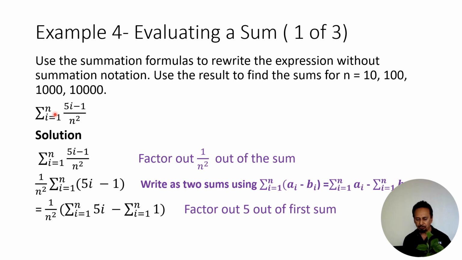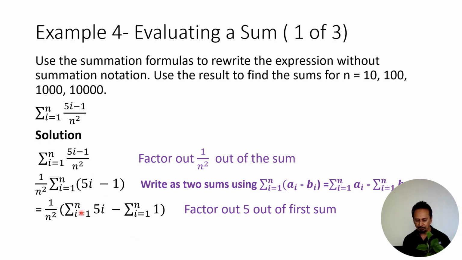So that's what we have: the summation of i from 1 to n of (5i minus 1) over n squared. Here the variable is i, so n squared is a constant. We can factor out 1 over n squared, so you have the summation of i from 1 to n of 5i minus 1. And as you know, a single summation can be broken down into a sum or difference of summations.